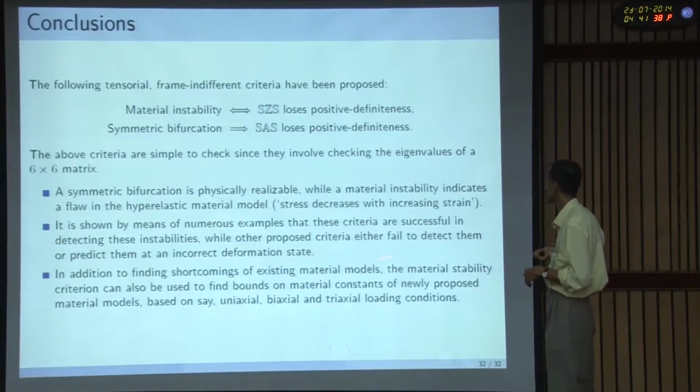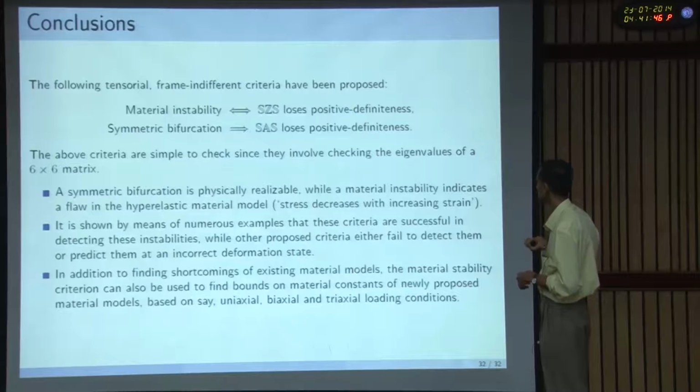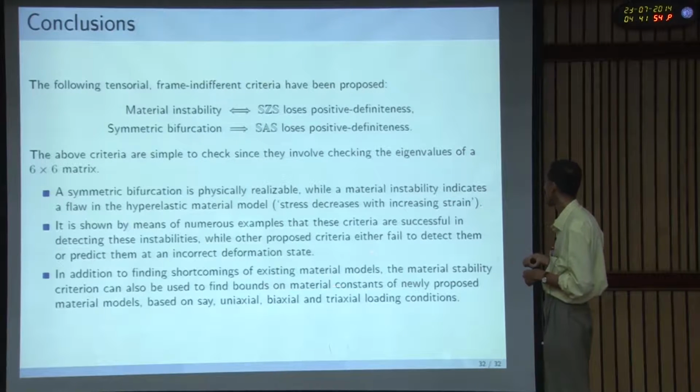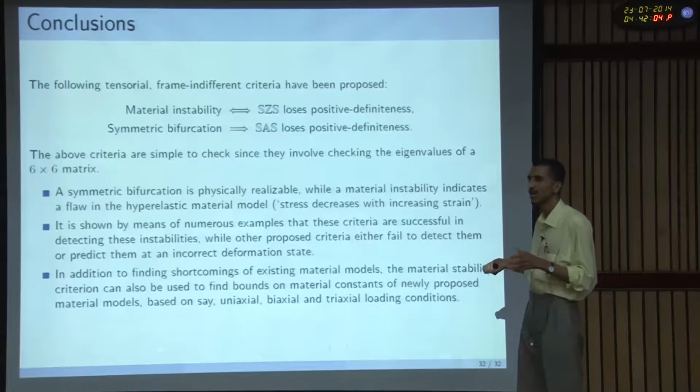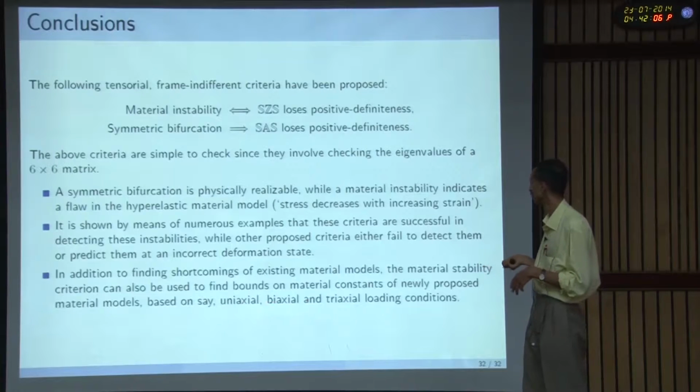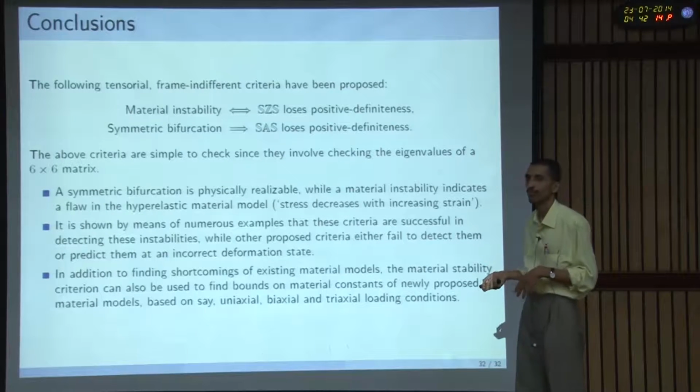We have shown by means of various examples that these 2 criteria are successful in detecting these instabilities, whereas the other ones either fail to detect them or predict them at an incorrect deformation state. And you can use this to find bounds also on material constants of some newly proposed material models. As I said, you have to actually test it on all possible loadings, but that is impossible. So you can test it on some critical states of loading like uniaxial, biaxial, and triaxial. I think that's it. Thanks.